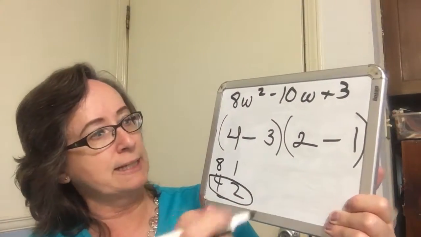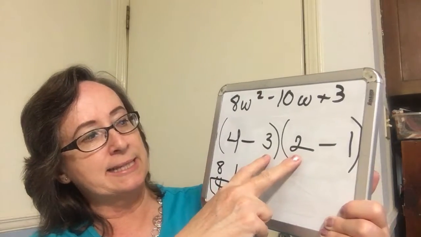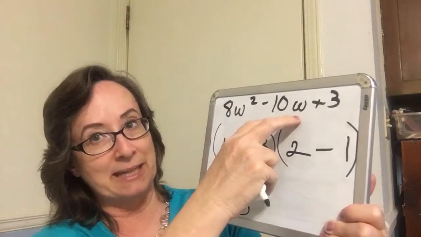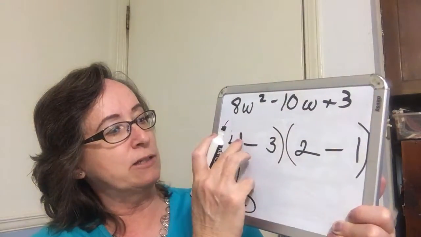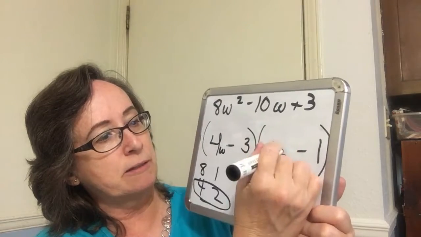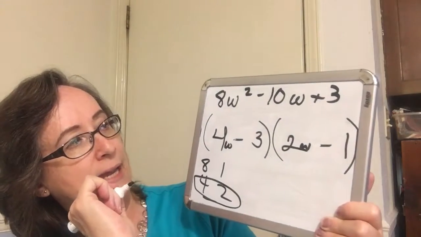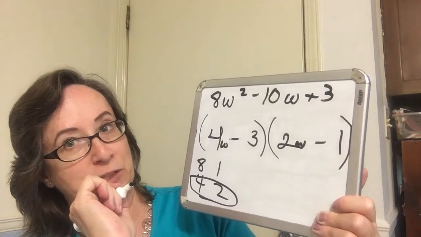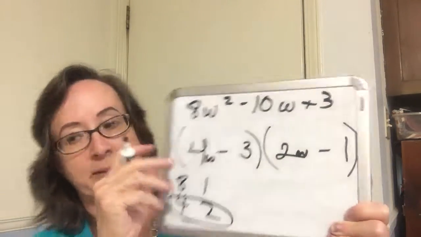Then I'm going to FOIL it together, and I'm going to get inside negative 6, outside negative 4. That does give me a negative 10 in the middle. I need to slide my W's in, don't I? Need to slide my W's right there. And when you FOIL that together, now you will get back to your original polynomial. Okay?